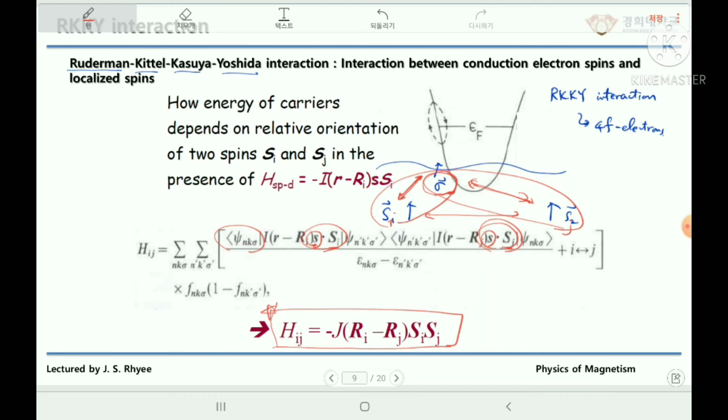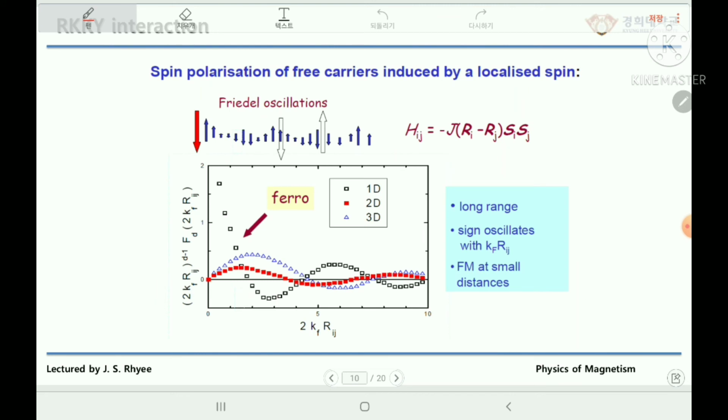But from a phenomenological point of view, we can consider that the two spins interact with each other through the spin transport integral of R1 minus R2, like this. It is the RKKY interaction. In the RKKY interaction, some materials exhibit ferromagnetic interaction, and some materials have antiferromagnetic interaction. That comes from the Friedel oscillation, which will also be discussed later in metallic magnetism.